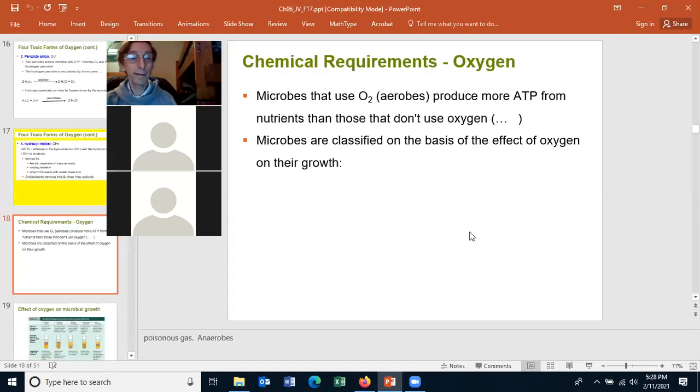All right, so this is after the worksheet. A various chemical requirement that we did briefly discuss. Let's go on to it further. Oxygen. Microbes that use oxygen are called aerobes, and they require oxygen in order to make ATP. They produce more ATP from their nutrients than organisms that don't use oxygen. So aerobes tend to grow faster than anaerobes. Microorganisms are classified based on the effect oxygen has on their growth.